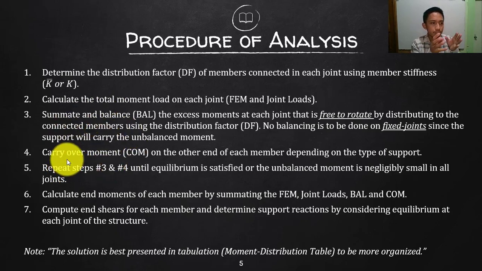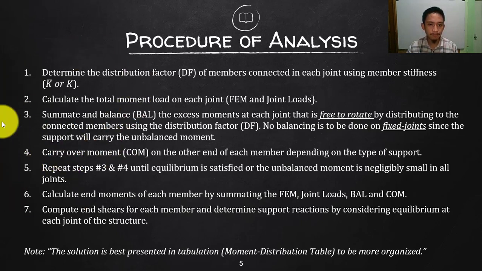Once you again have an existing moment on a joint which is not supported by a fixed support, you need to balance that one. Why? Because we need to make your structure stable. So any of the joints should be stable, so that should be in equilibrium. It's okay to have a moment on a joint which is supported by a fixed support, but not on those that are free to rotate.